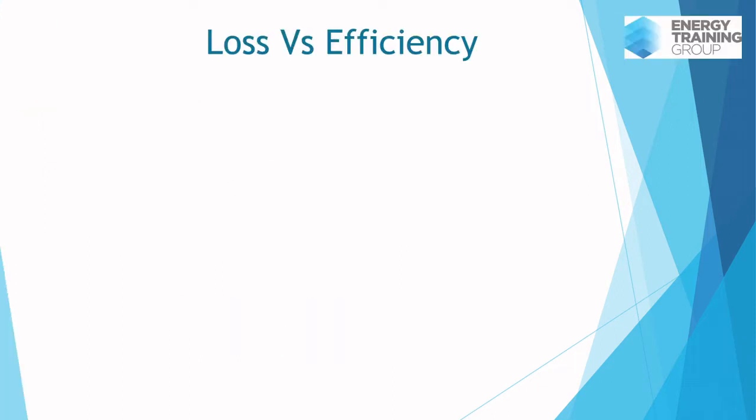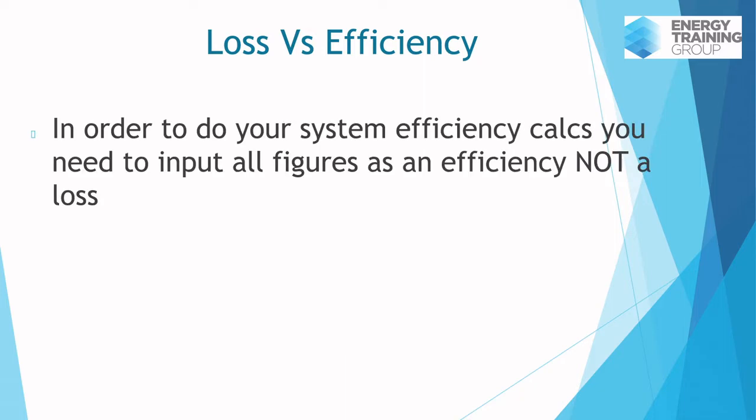First thing you need to understand when you're doing your system efficiency calcs is you've got to understand loss versus efficiency. So when we're doing our calculations, it's important you don't put in your percentages as a loss. You need to input all your figures as an efficiency, not as a loss, or else you get the wrong numbers.